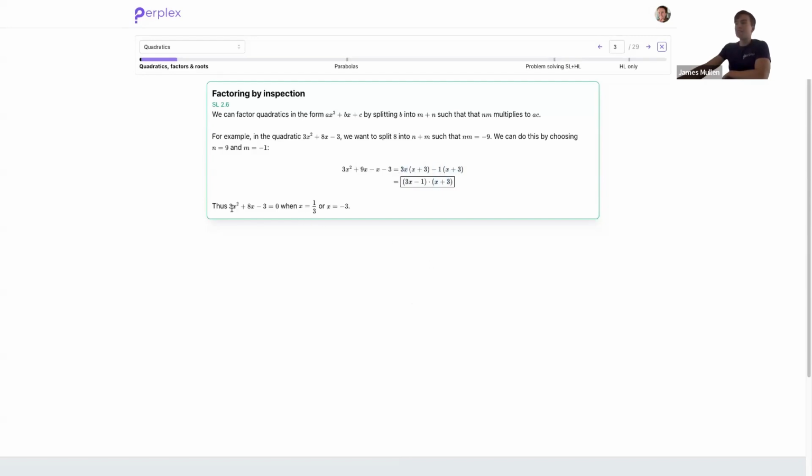And what does that mean? It means that this quadratic is going to be equal to 0 either when x is 1 over 3, when this term is equal to 0, or when x is equal to minus 3, when this bracket is equal to 0. And we'll talk more about the connection between roots and factors in a second, but basically, if either of the factors is 0, 0 times anything is 0, which means that if the inside is 0, the quadratic is going to be 0.